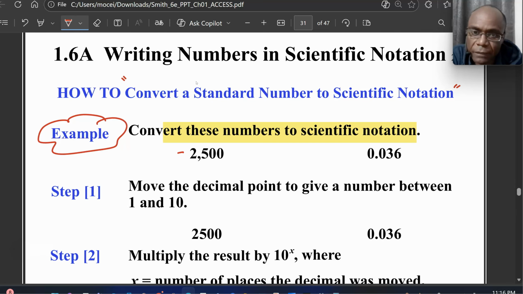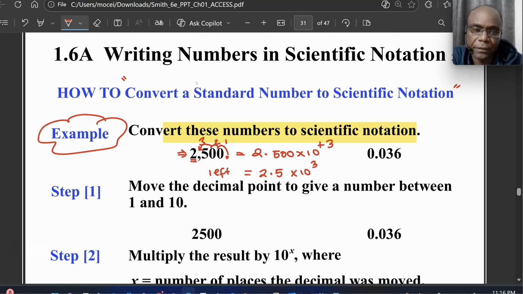This is 2500. Pretend that there's a decimal here. So we are going to the left 1 step, 2, and 3. We want to be left with 1 digit here. So it's 2.500 times 10. When you're going to the left, it's going to be positive. And we went 3 steps, 1, 2, 3. So positive 3. Now, if you are asked to report this to two significant figures, it's just going to be 2.5 times 10 to the power 3.